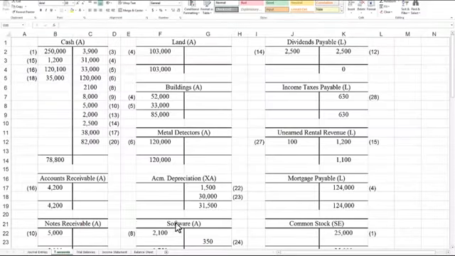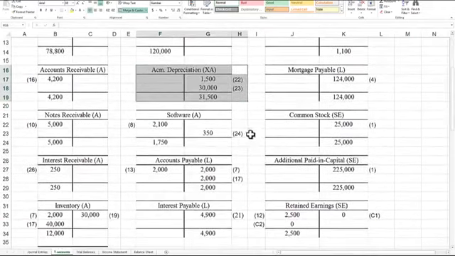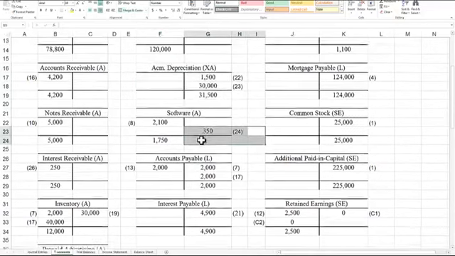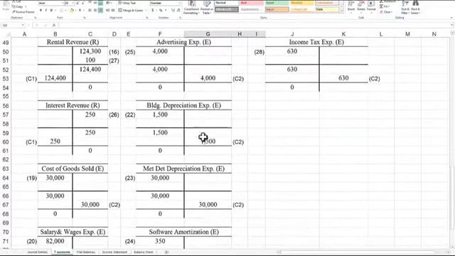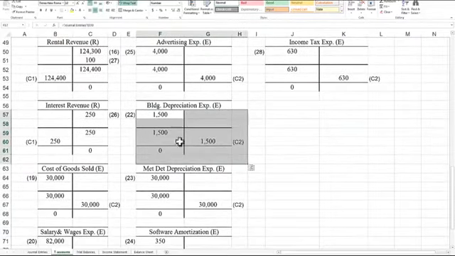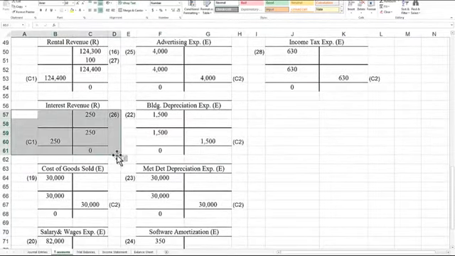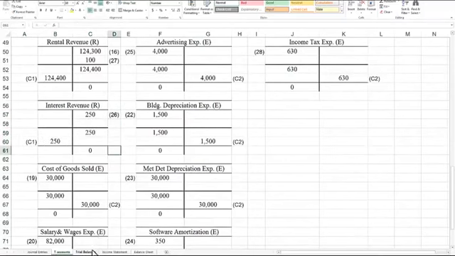So we go back to our page of T accounts and we have more things filled in. Accumulated depreciation is now filled in after the adjusting entries. We can see the adjustment to the software account that we made. And then for expenses and revenues, we have more of them filled in. Again, like building depreciation expense and interest revenue, filled in through the adjusting entries.